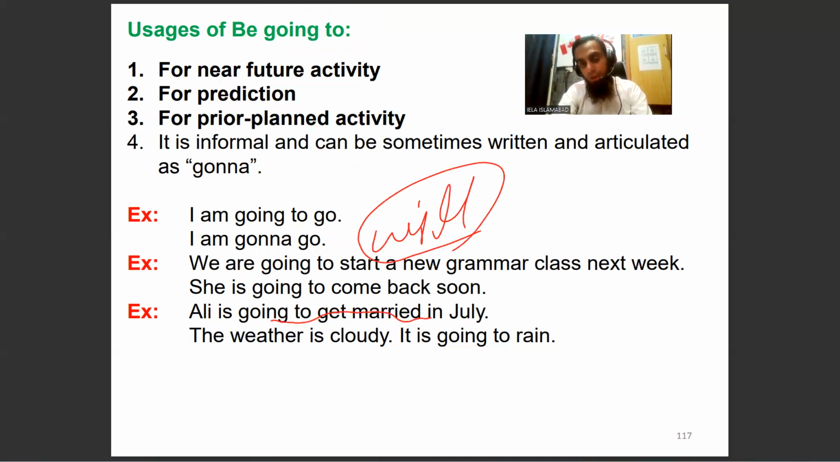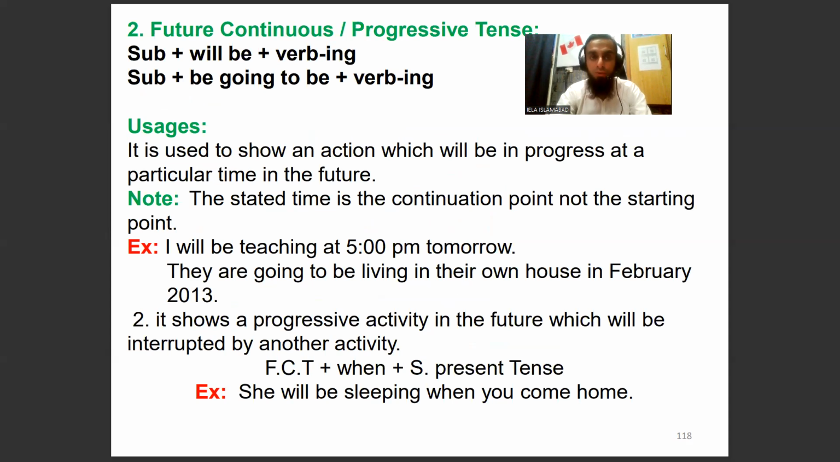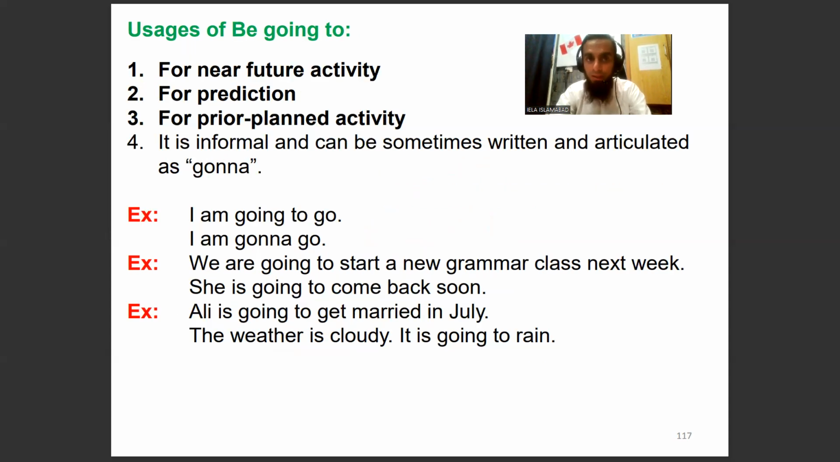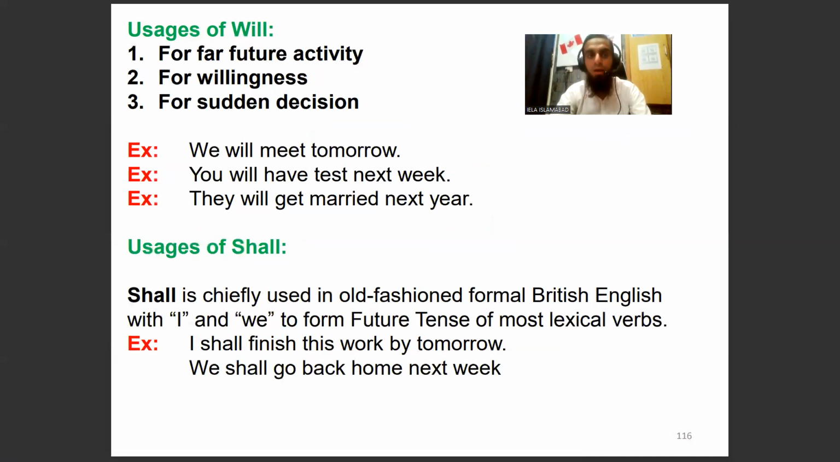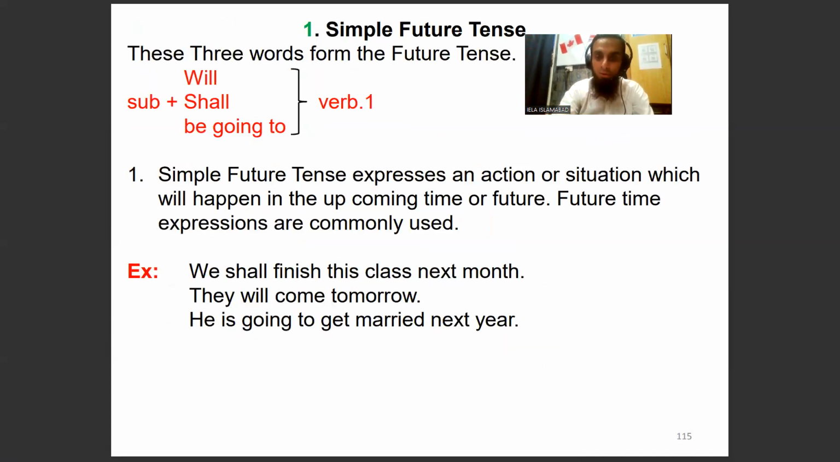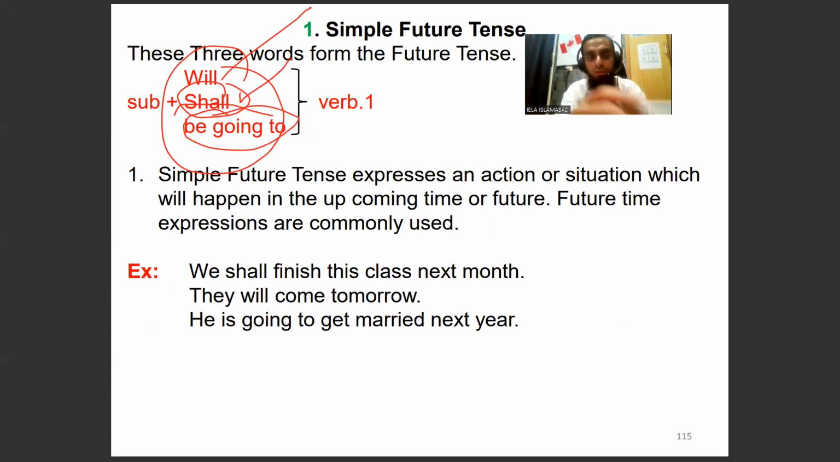Ali is going to get married in July. The weather is cloudy. It is going to rain. Is going to means will get married in July. Right? So this is how we are supposed to go for the simple future tense, and it is very easy. Before moving to the future continuous tense, let me share a crucial point: we have only three words. Shall is an old British English word, which before was used for I and we. And be going to is used when we mean near future activity, not far future activity, and it is considered informal use.